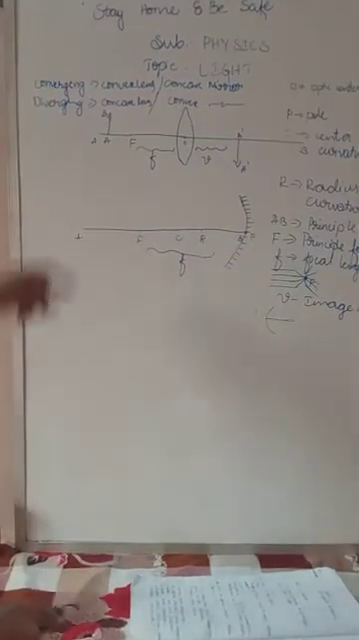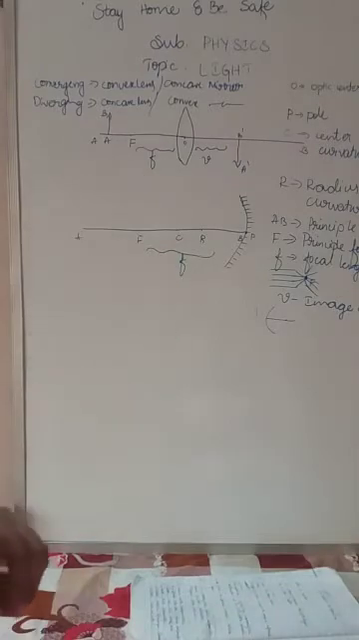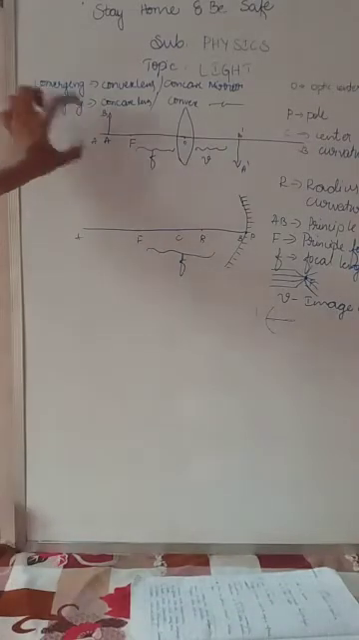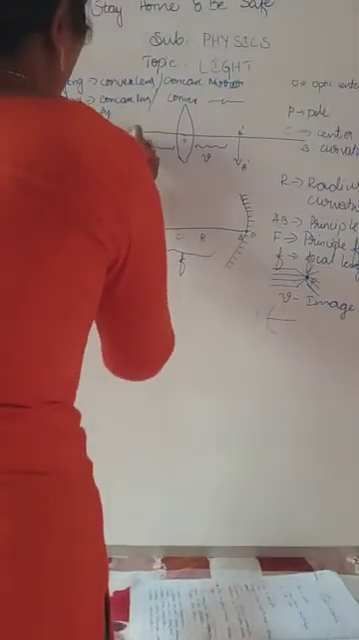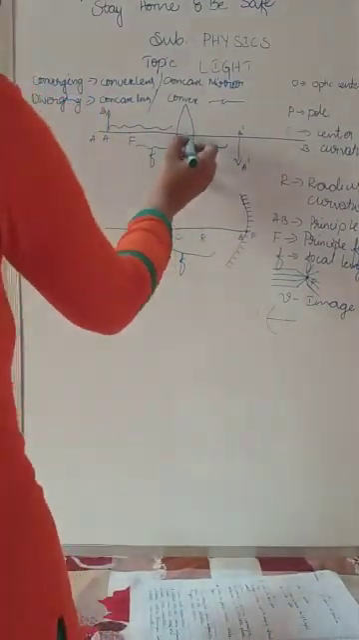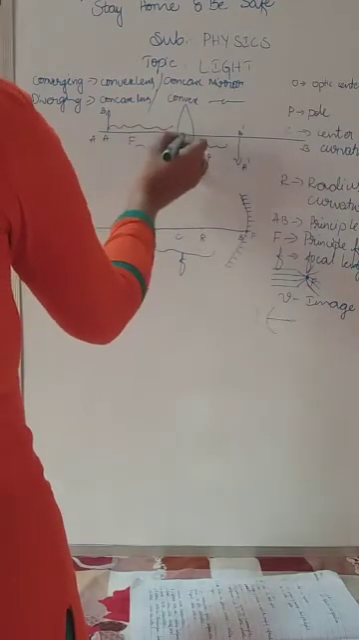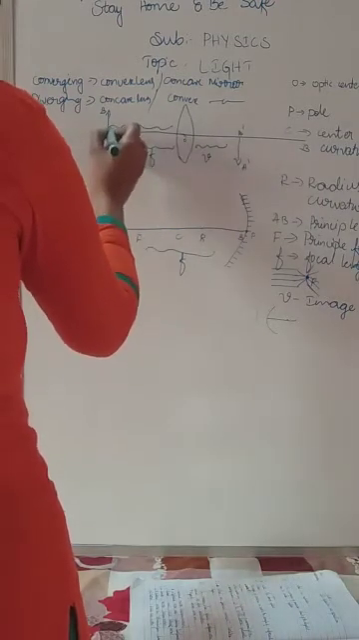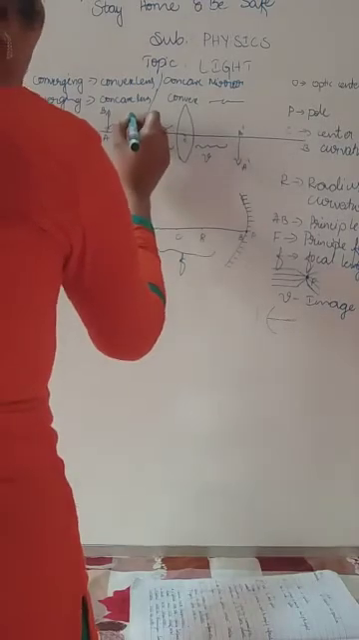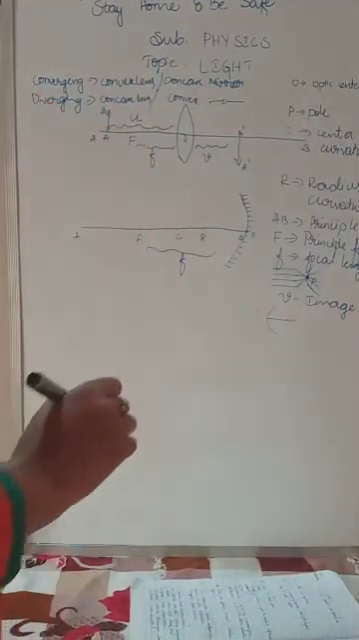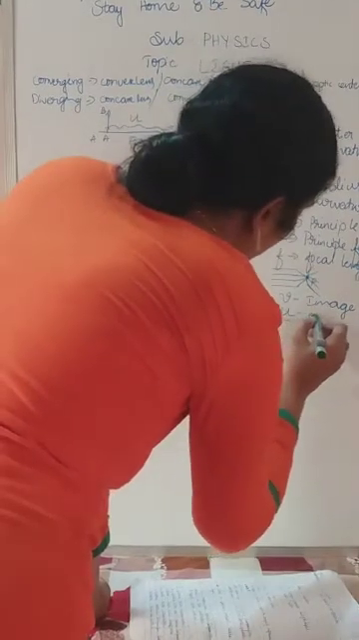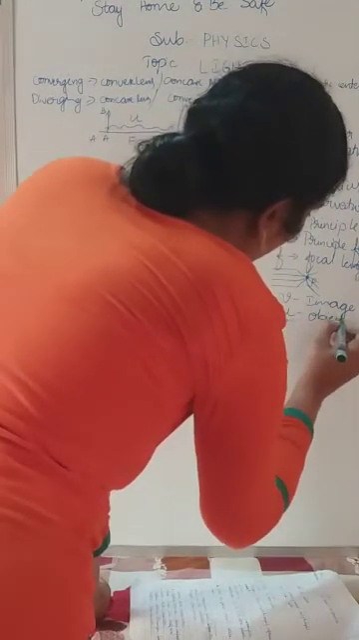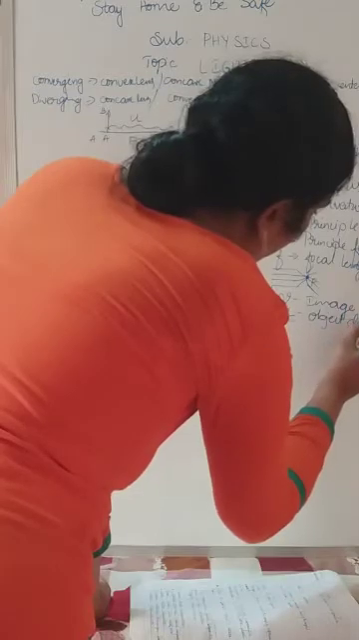The distance between the center of the lens to the image is called the image distance. In the same way, we can take the object distance also. What is meant by object distance? The distance from the optic center to the object is called the object distance. It is denoted by the small letter u. Small u is the object distance.